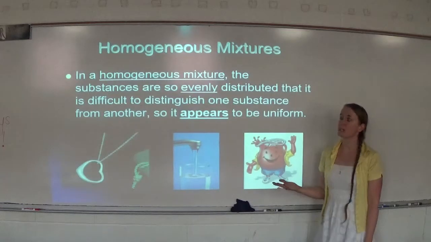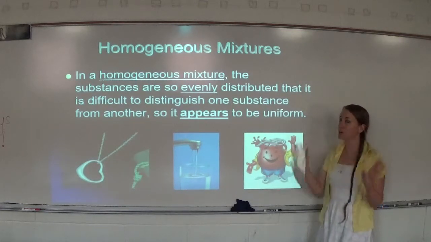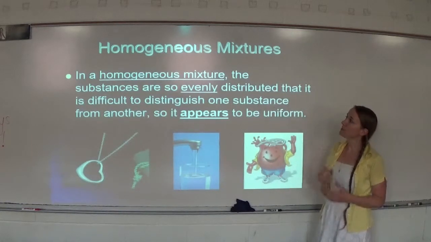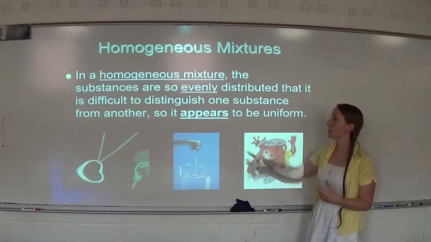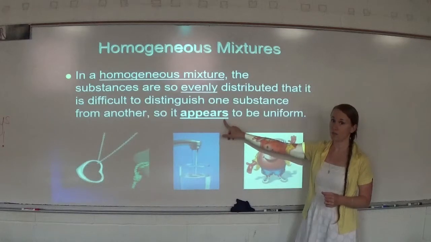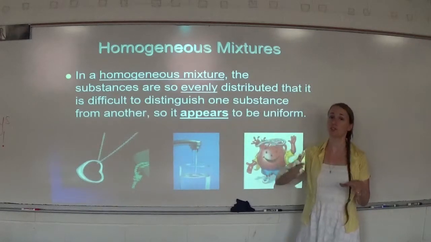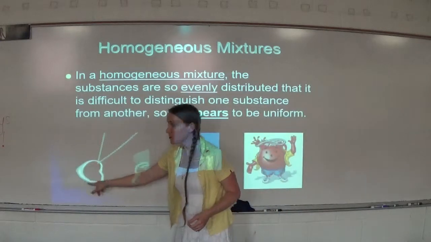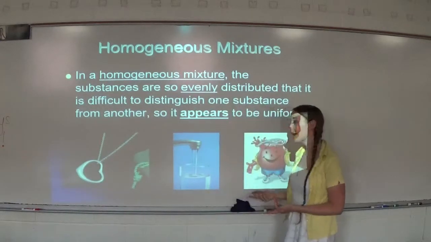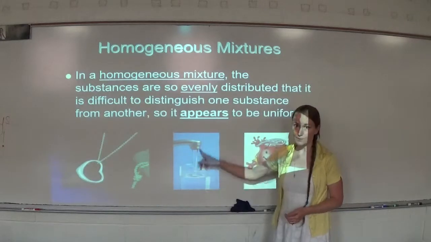Now a homogeneous mixture still is variable throughout, but the substances are so evenly distributed that we can't tell the difference. So it appears to be uniform. Please understand that it appears to be uniform. It's not really. So sterling silver, to us it appears to be one thing, but it's a mixture of metals called an alloy.